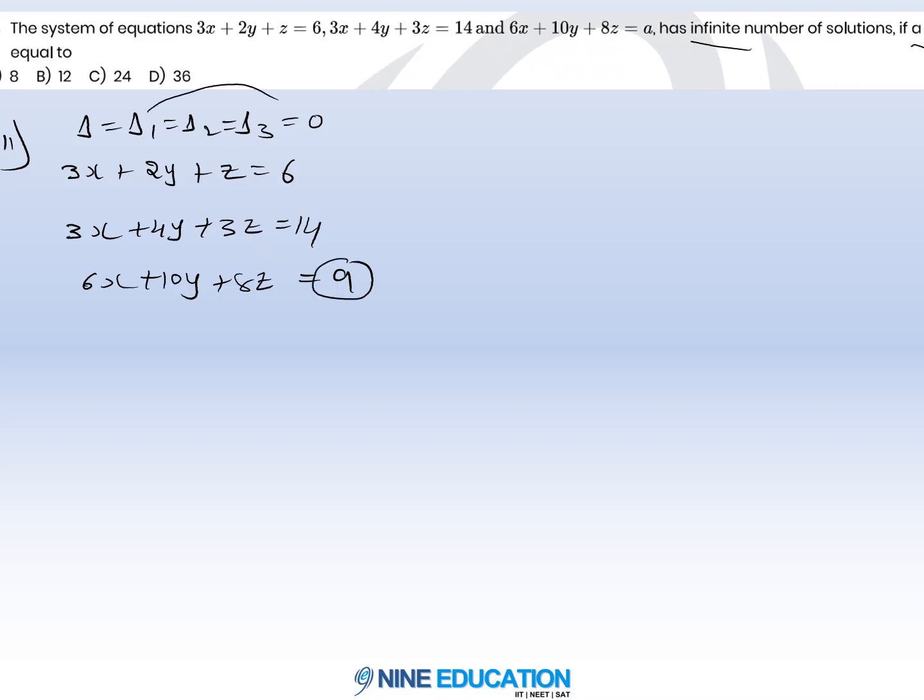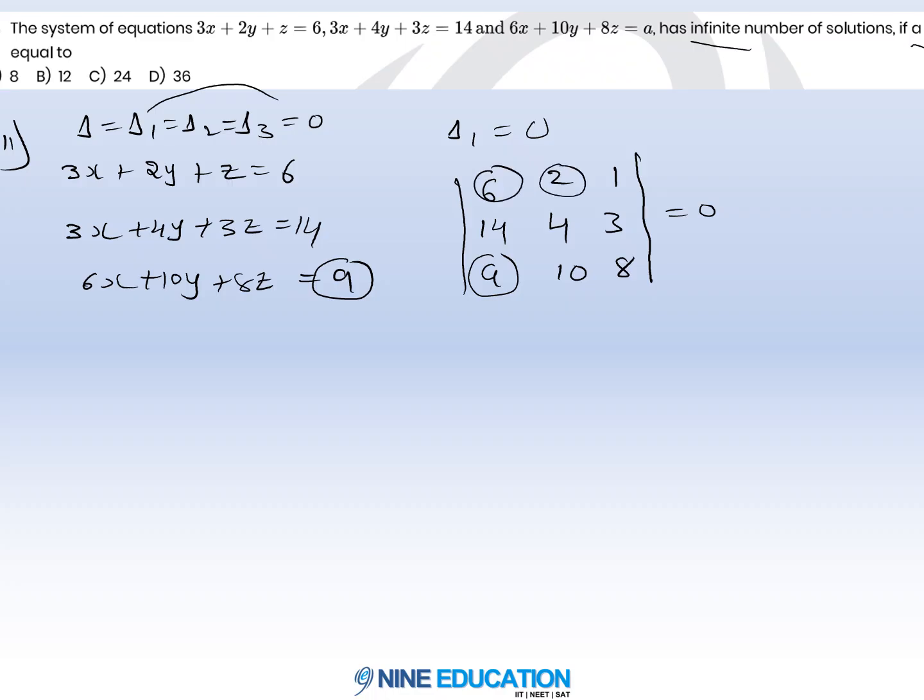I'm utilizing delta 1 equals 0. What is delta 1? Replace column 1 elements with the constant terms, which are 6, 14, A, and the two right columns are the coefficients of y terms, 2, 4, and 10, and the coefficients of z terms, 1, 3, and 8. So delta 1 equals 0. Before expanding the determinant to find the unknown A, let's convert two values into zeros, the 6 and 2 in column one and column two. So C1 tends to C1 minus 6 times C3. In the same way, C2 tends to C2 minus 2 times C3.